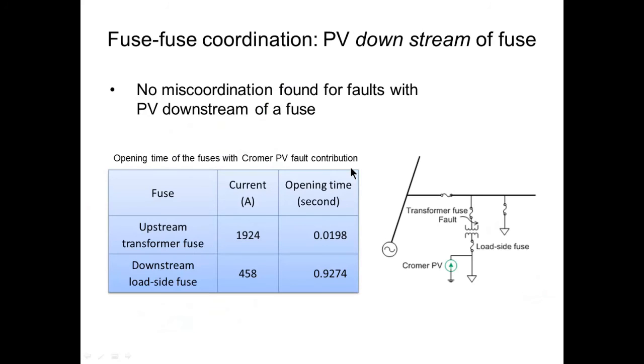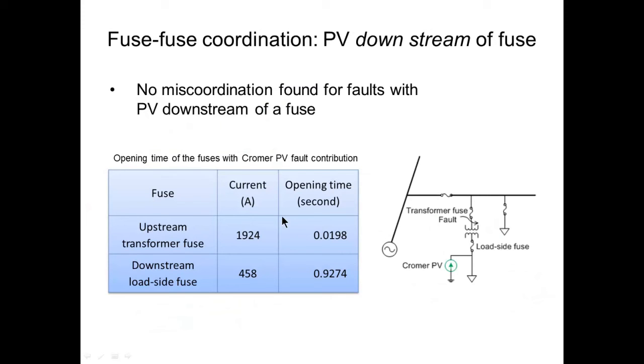This is one example of a PV downstream of coordinated fuses, and we study whether there is a miscoordination in this case. We consider one of the 2 larger utility scale PV systems on the Sandvik feeder, the Cromer PV, and we consider a fault just upstream of the transformer. For this fault, only this lateral fuse should clear, and not the transformer load side fuse. But there is a potential for the load side fuse to act if the fault current from the PV is large enough in the reverse direction to feed into this fault.